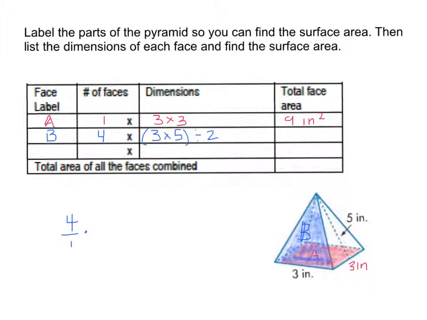I'm going to use a little bit of algebra here to simplify this. 4 times 3 times 5 divided by 2. I can cross multiply here because both 4 and 2 are divisible by 2. 4 divided by 2 is 2, 2 divided by 2 is 1, which is going to leave me with 3 times 5 is 15 times 2, which is 30 inches squared. So my total for that will be 39 inches squared for all of the surfaces of this square pyramid.